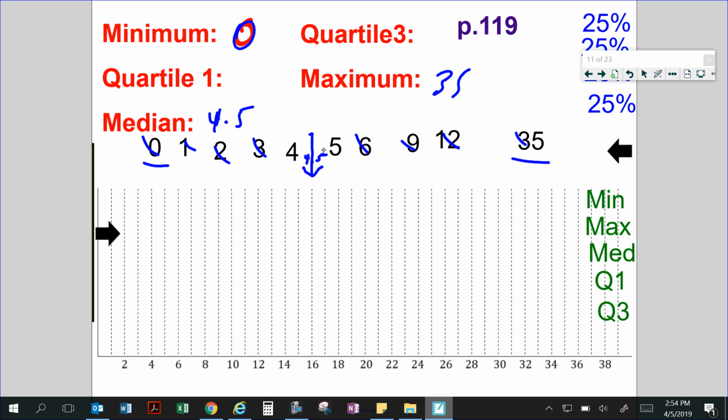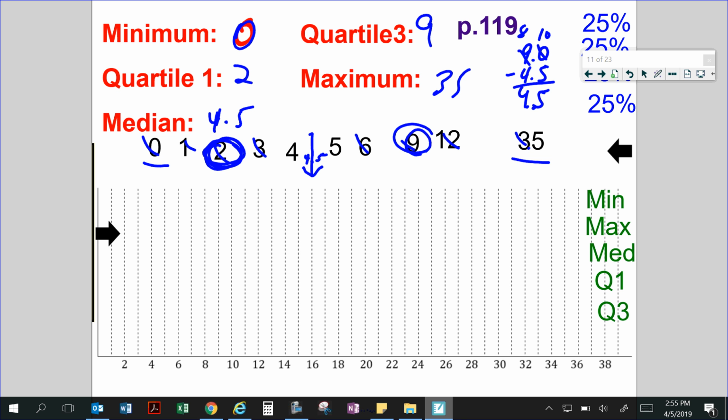Now, if that's the median, quartile 1 is the median of the lower half. What numbers are lower than 4.5? 0, 1, 2, 3, 4. What's the median of that? 2. 2 is the median of the lower half. So if 4.5 is the median, what is in the upper half? 5, 6, 9, 12, 35. What's the median of the upper half? 9. So what is the interquartile range from 9 minus 4.5? It'd be 4.5.